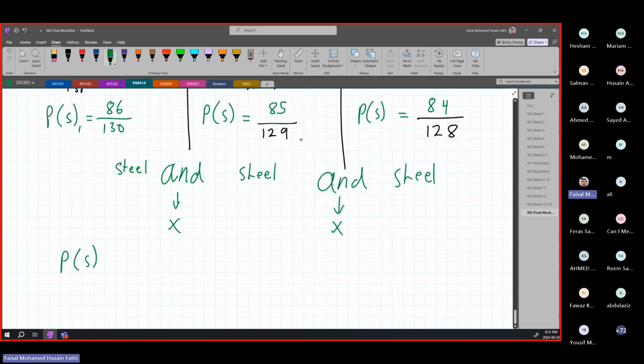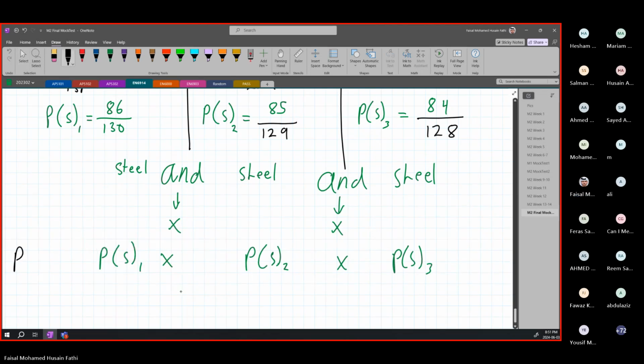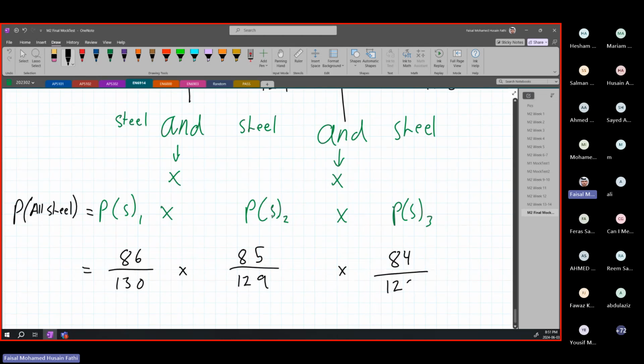So P of S1, 2, and 3, this is what I'm going to call them. So P of S1 times P of S2 times P of S3. That is going to be our probability of all steel. All right? This is the probability of all steel. So now we can just put in these numbers. So it's going to be equal to 86 over 130 times 85 over 129 times 84 over 128.